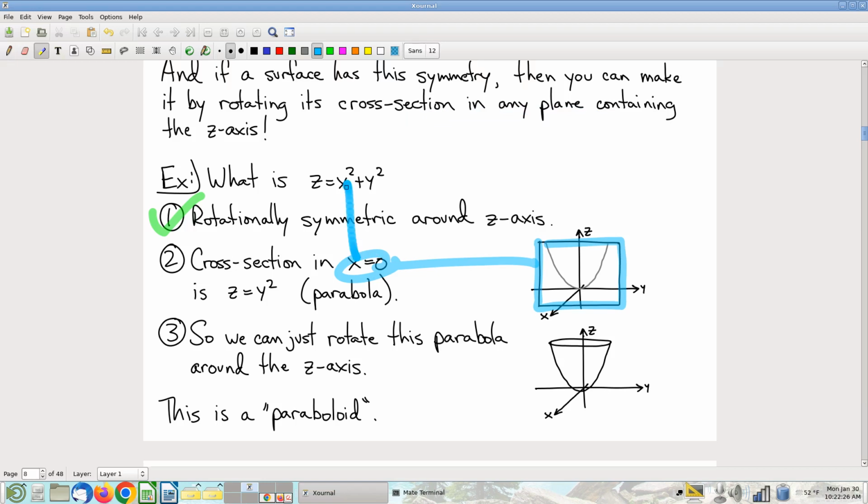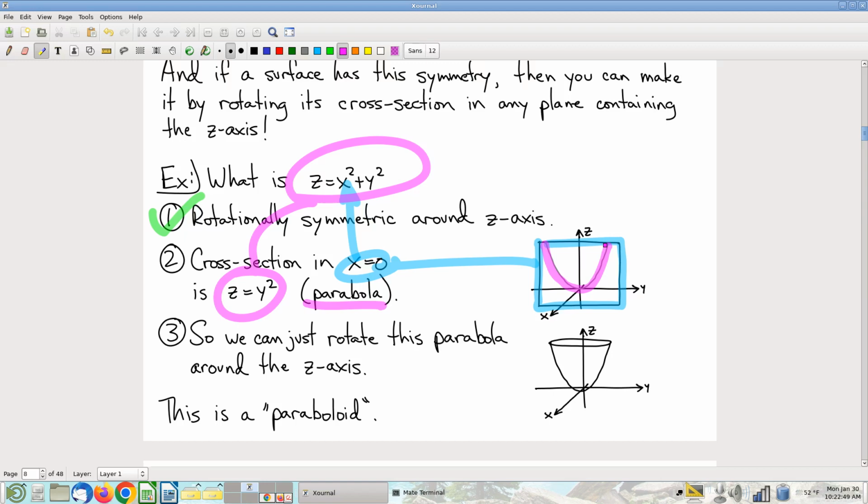And when x is equal to 0, our equation is literally just a parabola. It's just z equals y squared. And there's nothing hand-wavy about this. I'm looking in a plane, at an equation involving two variables. This is high school algebra. Z equals y squared is just a parabola. How we doing? Everybody with me?